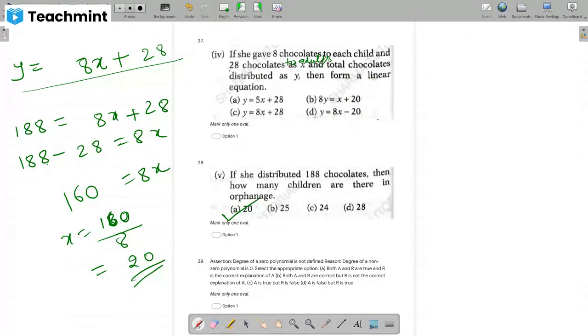20. So here the correct option is y equals 8x plus 28, and here the correct option is A. Here it is C and here it is A.